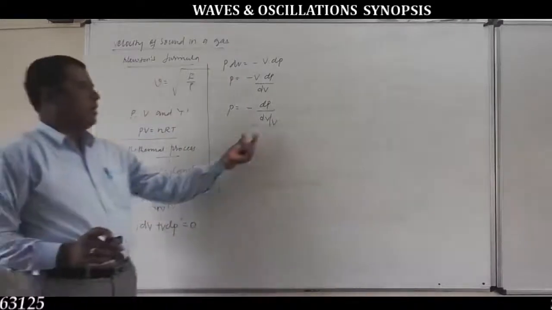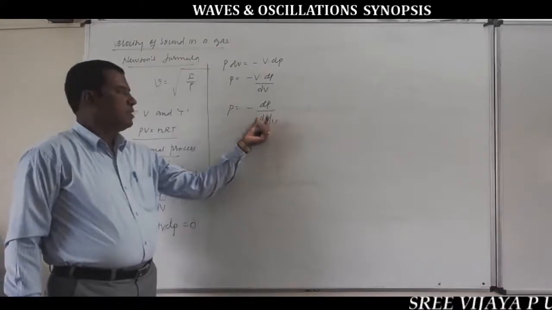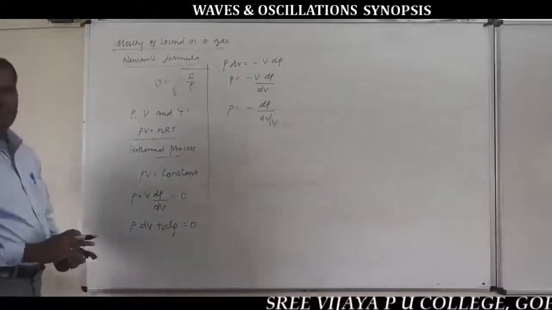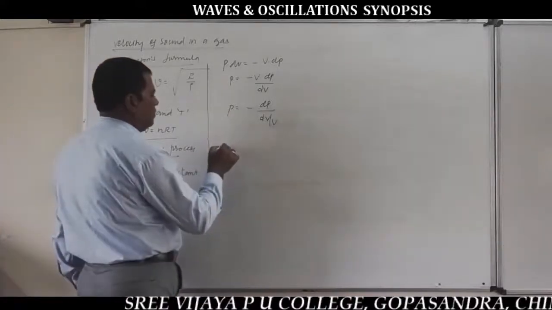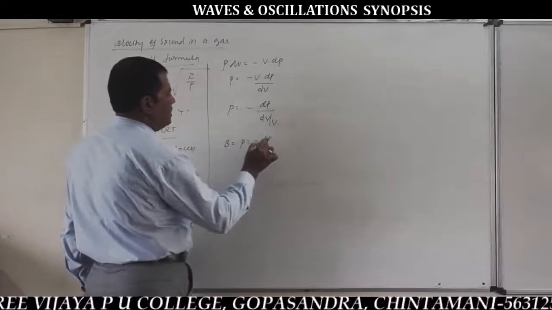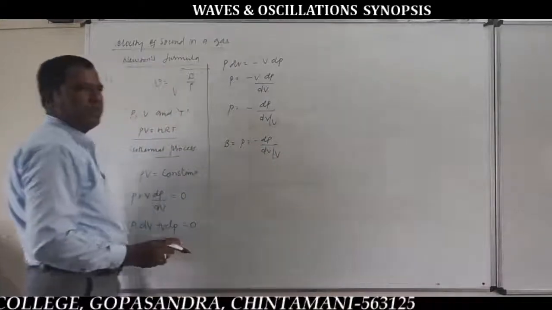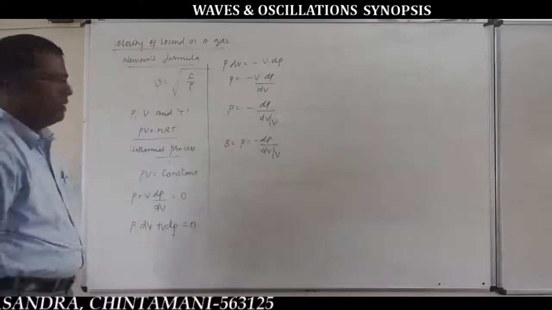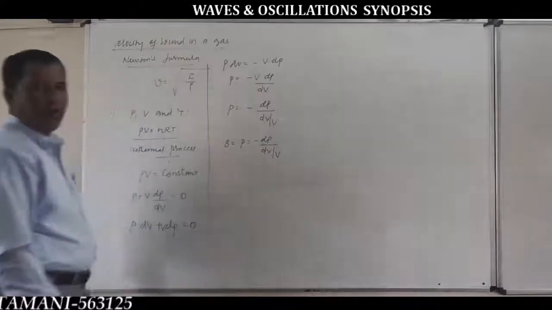Now this dV by V represents the strain, and dP represents the stress. Generally in gaseous medium, we will consider the bulk modulus. So therefore, B is equal to minus dP by dV by V. This is nothing but stress, in terms of pressure, that is the force per area, and this is nothing but strain. So this P is now replaced by bulk modulus.